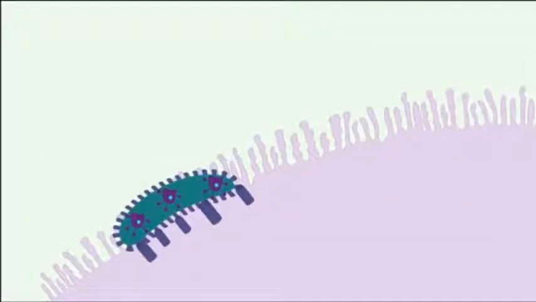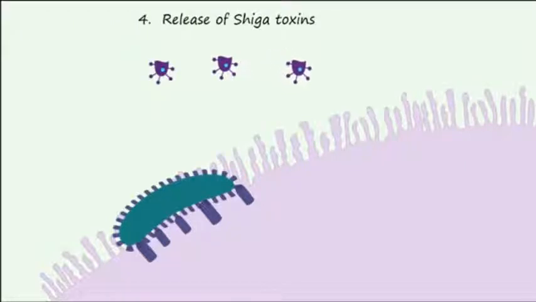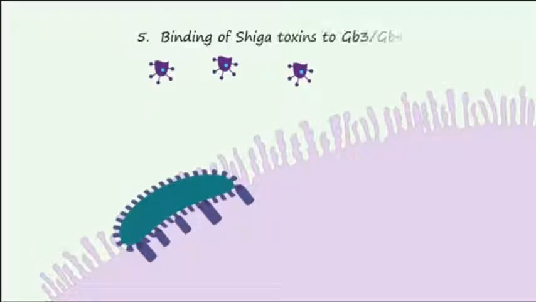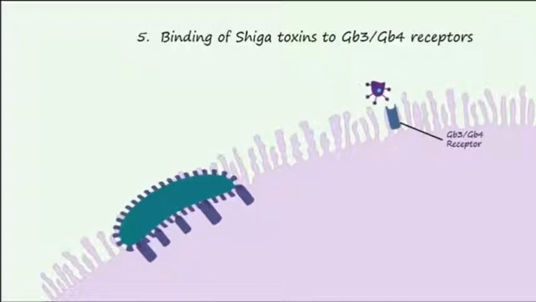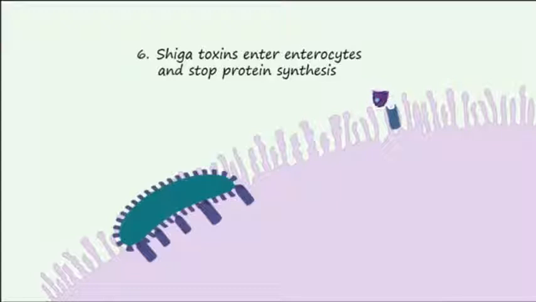At this point, Shiga toxin is released by the bacteria. On the surface of the enterocyte, Shiga toxin binds to its receptor called GB3 or GB4. The toxin is then internalized. Inside the cell, it acts to stop protein synthesis.